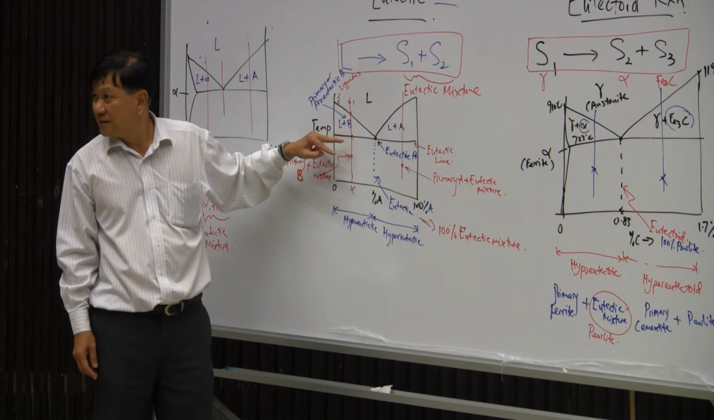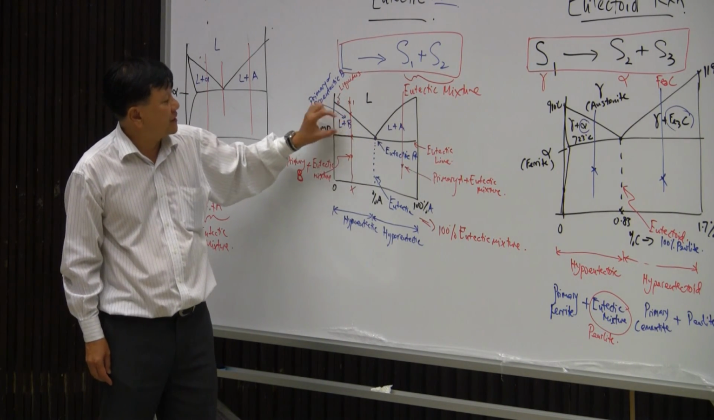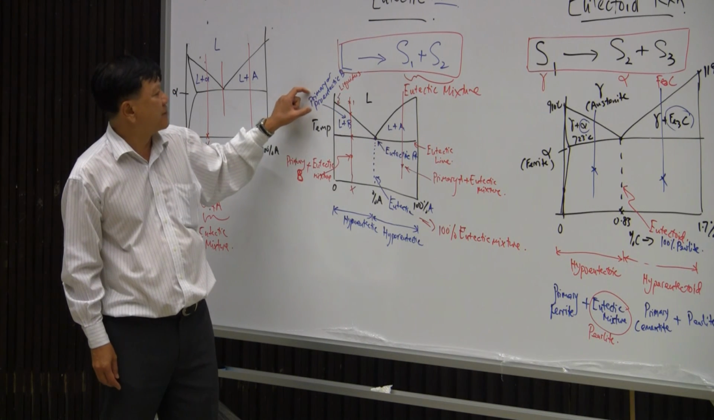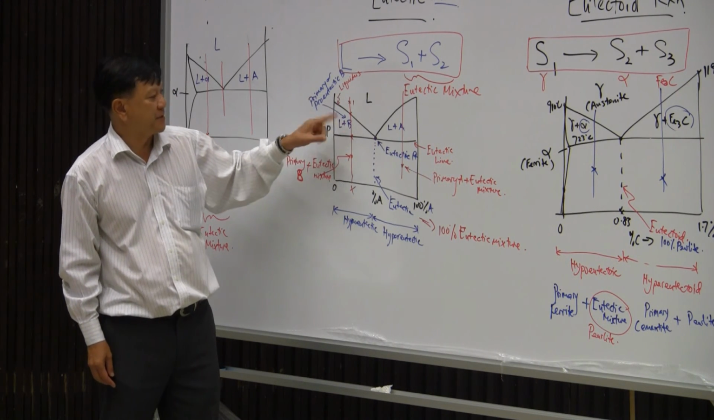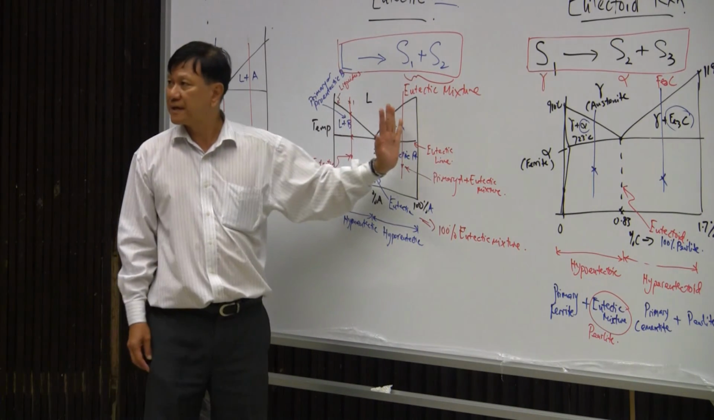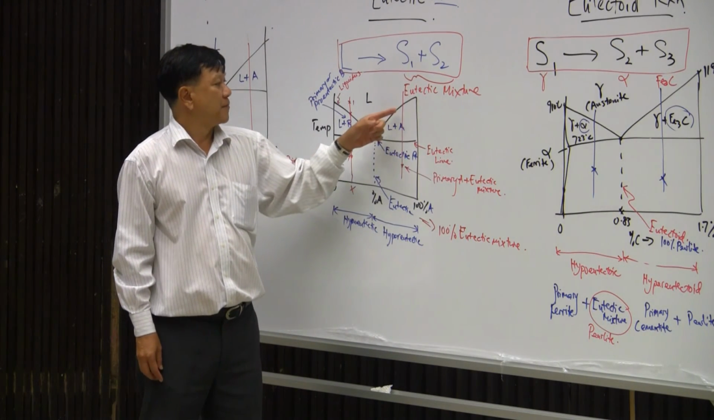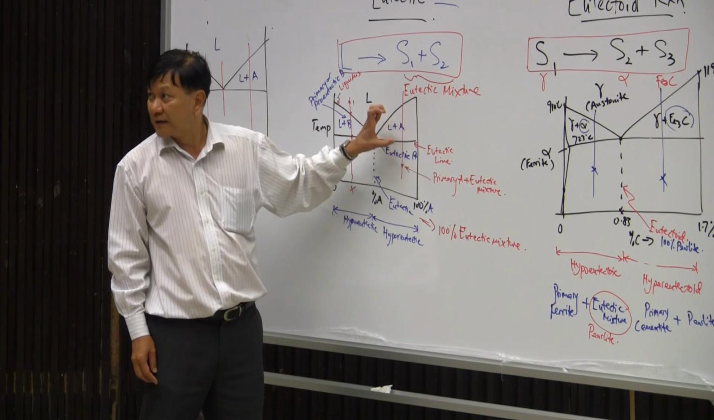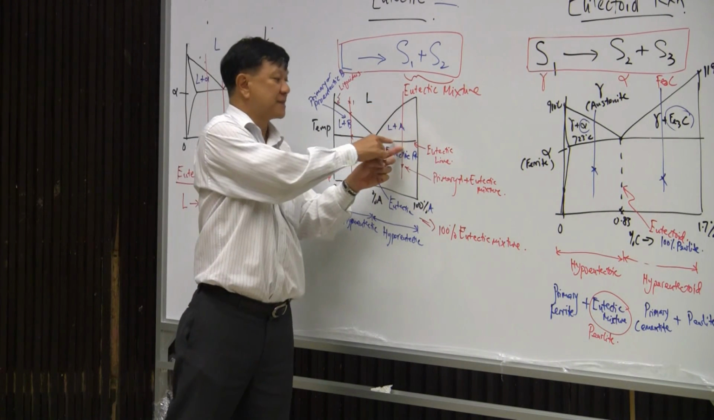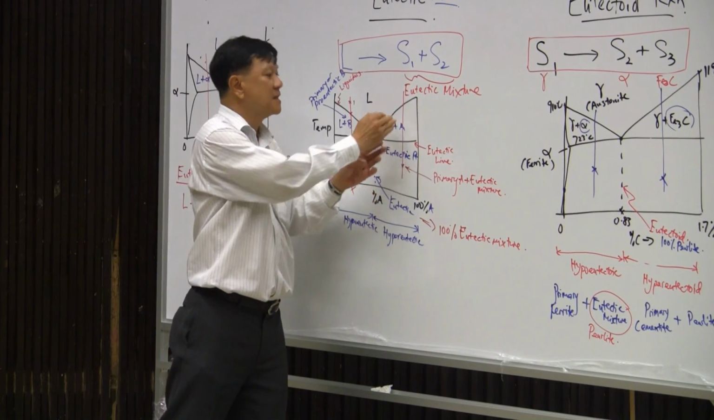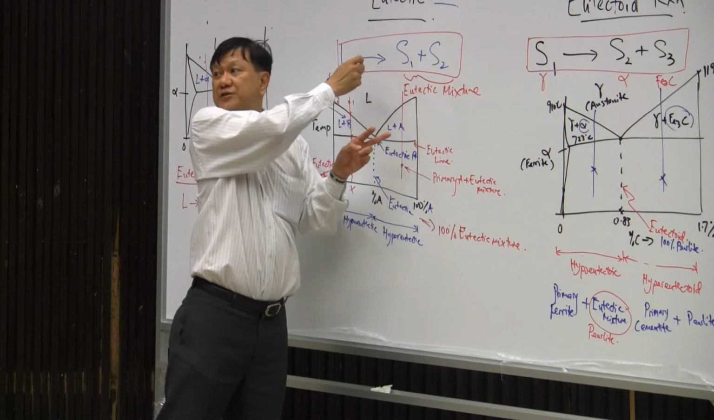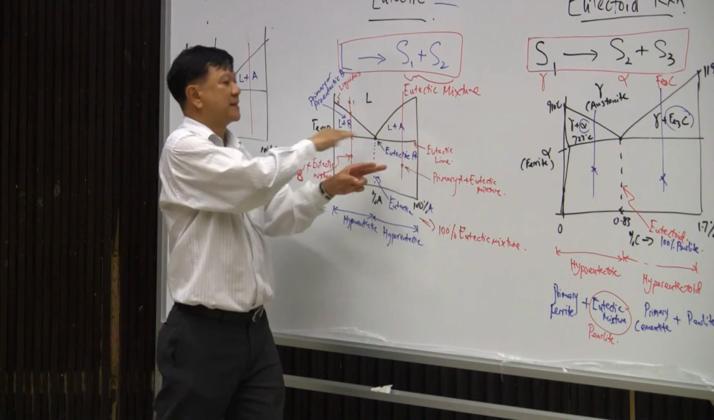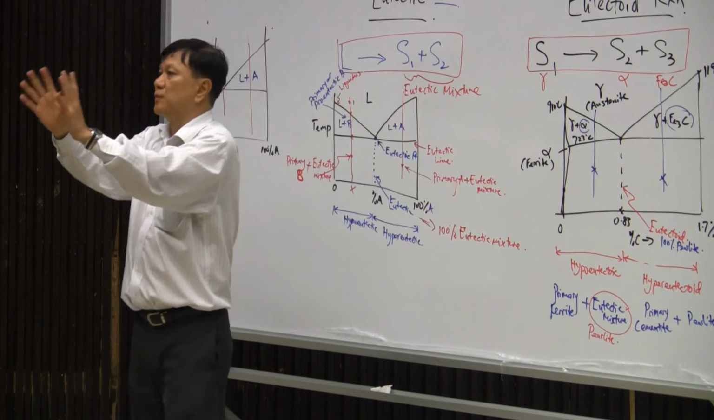Are you clear or not? From here to here, I will be getting primary or pro-eutectic B in this case. Over this case here, I'll be getting primary or pro-eutectic A. Okay? And then when I reach this line here, the remaining liquid will undergo eutectic reaction. Always remember this, eutectic line, eutectic reaction will take place.